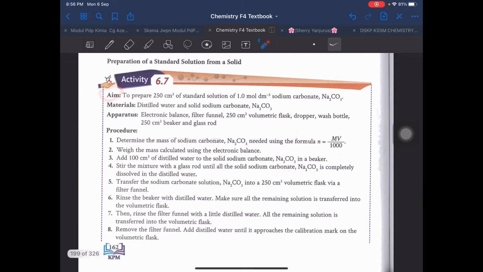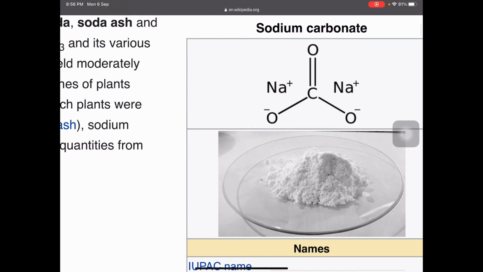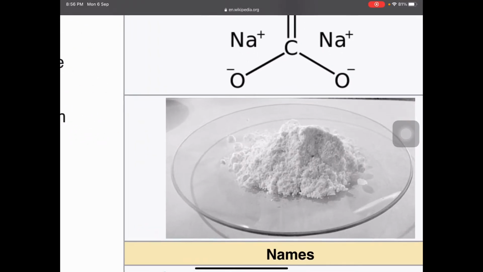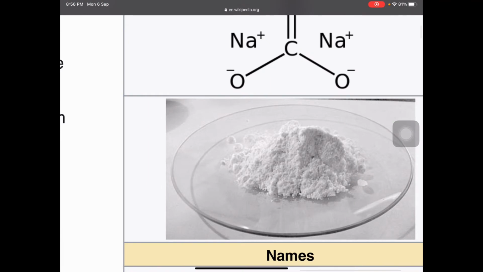Aim tujuannya is to prepare 250 cubic centimeter of standard solution of 1.0 mol per cubic decimeter sodium carbonate. Ini adalah sodium carbonate. This is sodium carbonate dalam bentuk pepejal in solid form. Okay, so from this solid carbonate, what you are required adalah kamu harus sediakan larutan piawai sodium carbonate itu dengan menggunakan pepejal tadi. Gunakan ini, tapi tukarkan dia kepada larutan aqueous.